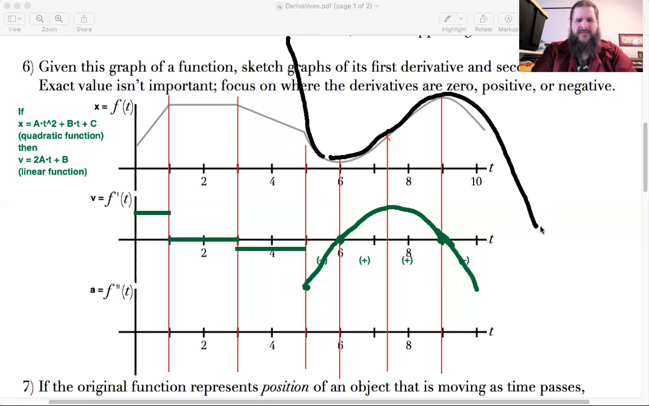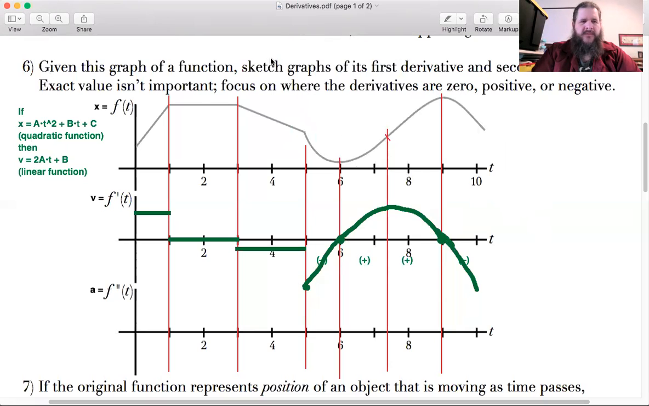this, a cubic function. The derivative of a cubic function would be a quadratic function. So since the position graph resembles a cubic function, I would expect the velocity graph to resemble a quadratic function, a parabola shape. Okay, that makes sense. Thank you.